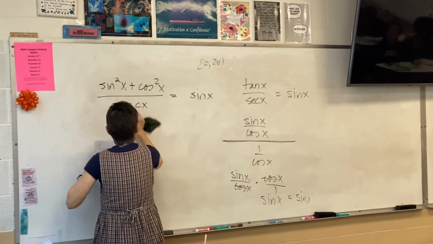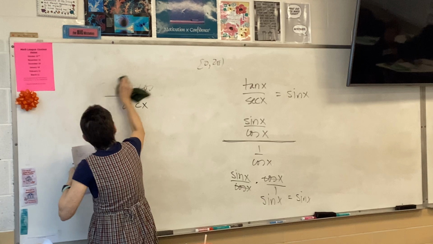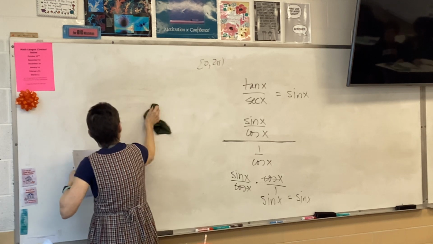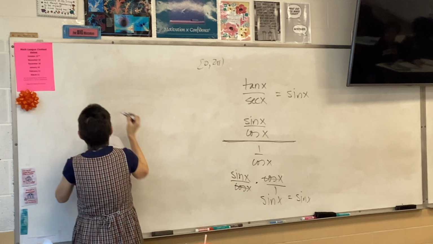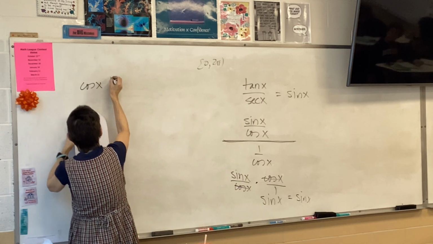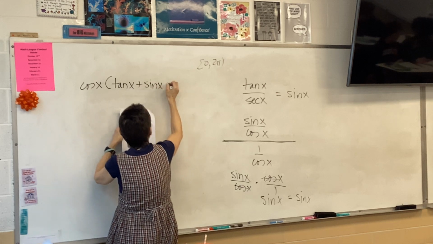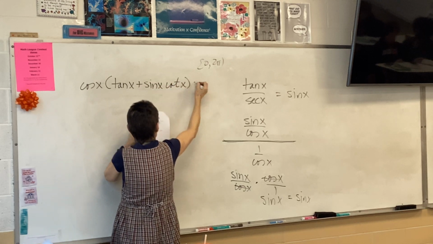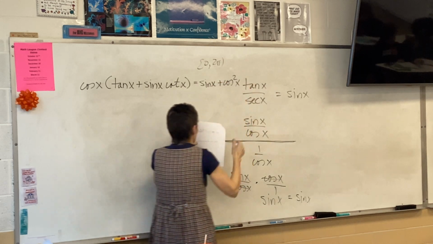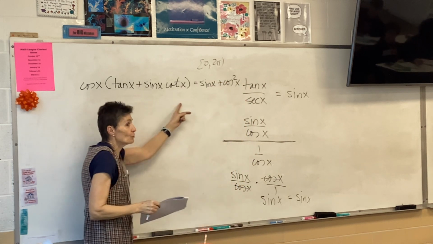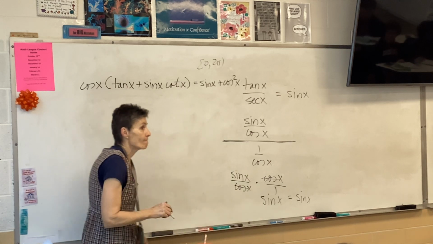Okay, it looks very big. Without all talking at once, let's be calm. Does anyone have any ideas about how we might proceed? What could we do over here? Ronan? Cosine times the tangent equals sine.